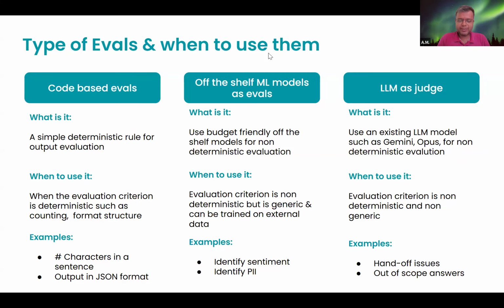Now let's spend some time to understand what these problems actually are, right? So let's take a step back. I think all of us would have observed so far that LLMs tend to be very, very helpful. Even if they do not know the right answer, they will make us believe that they know the right answer, and this is where they start hallucinating, right? So the first use case where LLM as judge could come in handy is handoff issues.